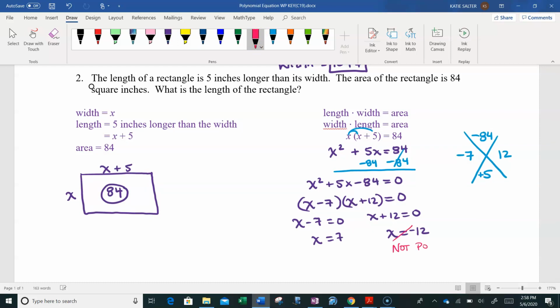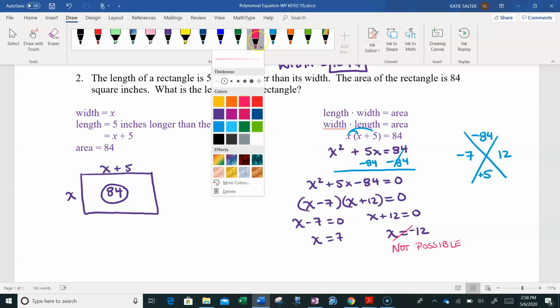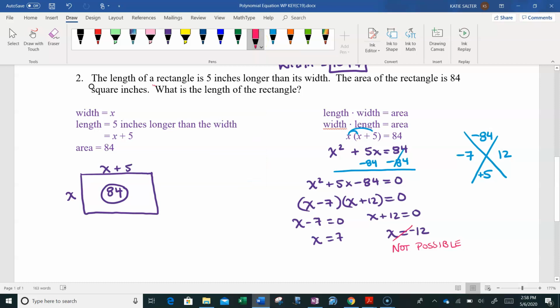That one's not possible. All right, before you get all excited and you box in 7 and go, that's my answer, always go back and reread the question. In this case, the question is, what is the length of the rectangle? So if you're doing this problem on Delta Math or in any assignment, if you type in 7, you're going to get the wrong answer because 7 represents the width of the rectangle. We let x be the width. That's why it's always important to go back and actually check your solutions.